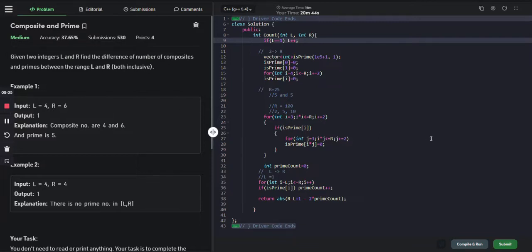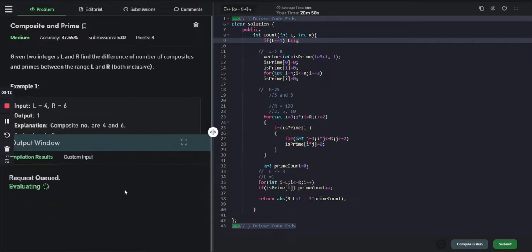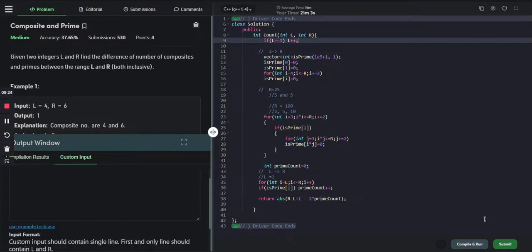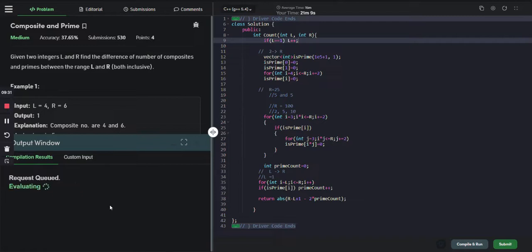So now let's try compiling and running it once again. If L and R are 1 and 1, in that case the answer should be 0. There is no composite number and no prime number, and hence it should work. Now let's run the sample example test case once again and check this once more. If this is working, then we will submit. So now let's submit the code.